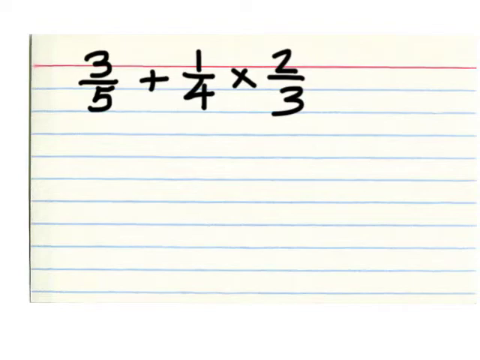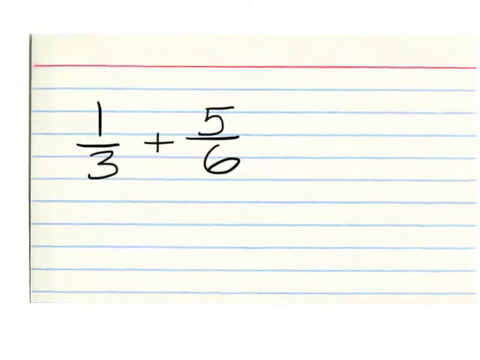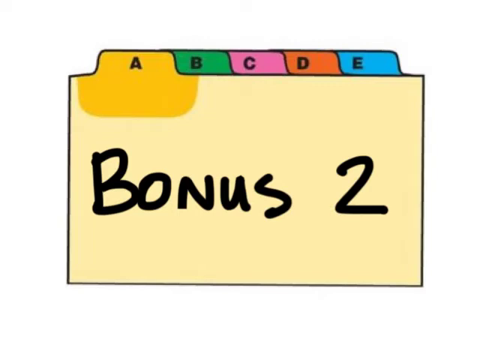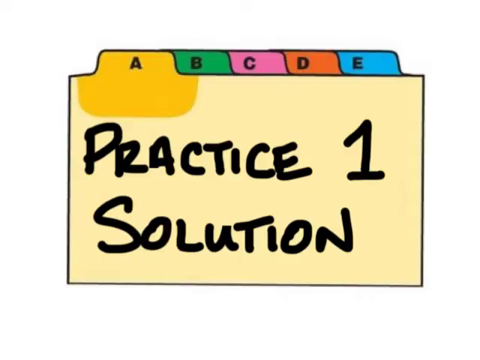Practice number 1. 3/5 plus 1/4 times 2/3. Bonus number 1. Solution on this one is 1 and 1/6. Go ahead and make all your answers mixed numbers for the ones that you can. Bonus number 2. 5/6 minus 1/2. Bonus answer should be 1 over 3.